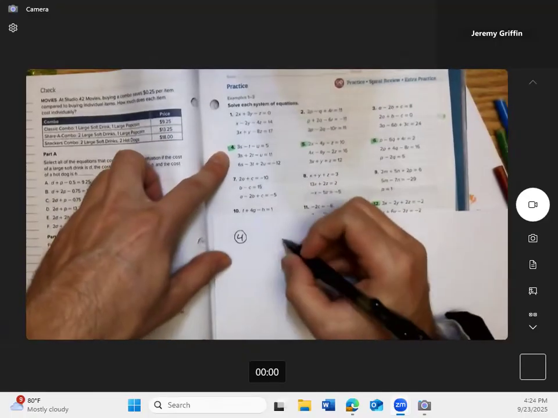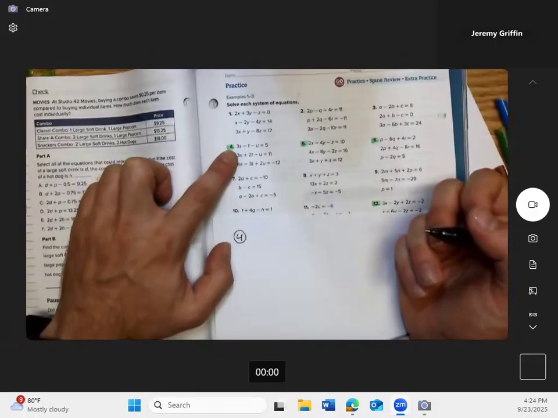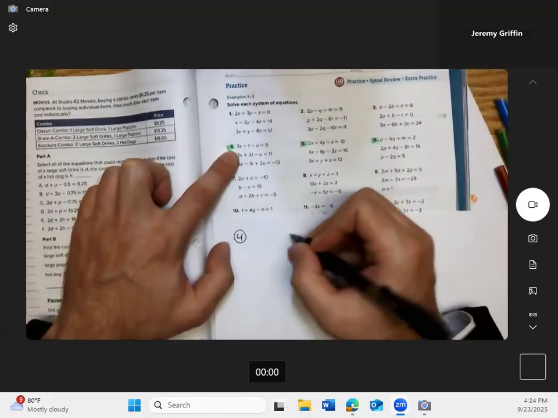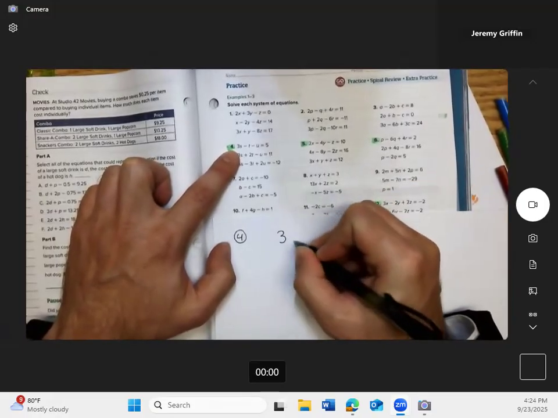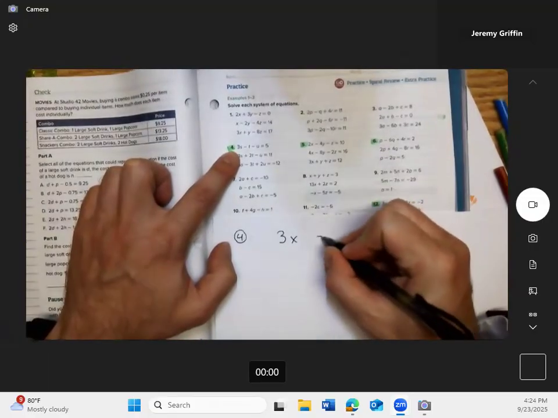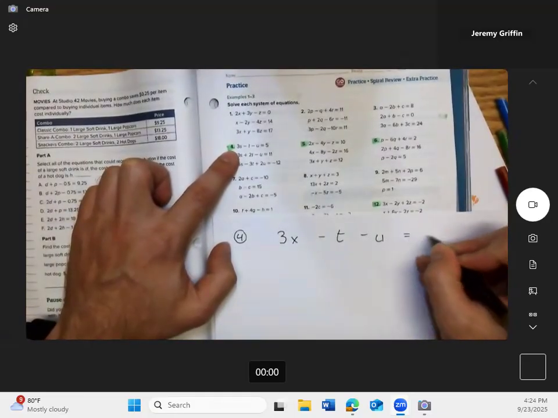So number four, they're doing S, T, and U. Okay, S is a funny variable. Make sure you have good handwriting so it doesn't look like a 5, right? Or I'll just call it X. How about that? I'll just call it 3X, so you don't mix up your S's and 5s. I'll leave the T as T and I'll leave the U as U. I think that's okay. Equals 5.